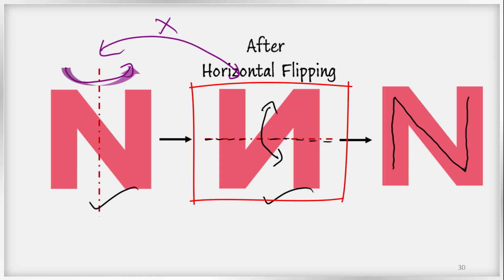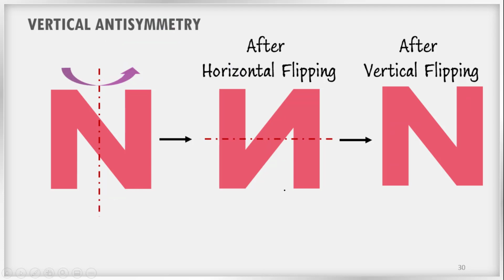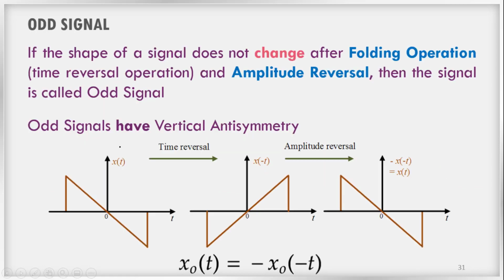This is the shape of the letter after horizontal flipping, and this is the shape of the letter after vertical flipping. So if I can get the original signal or original shape back after these two operations, horizontal and vertical flipping, then we can say that there is a vertical anti-symmetry for this particular alphabet. Okay, so here the signal is having a vertical anti-symmetry. Why? Because see, this is going upwards, but here it is going downwards. Here it is going downwards, here it is going upwards, right? So because of that reason, we can say that there is a vertical anti-symmetry. That is the basic idea of odd signal.